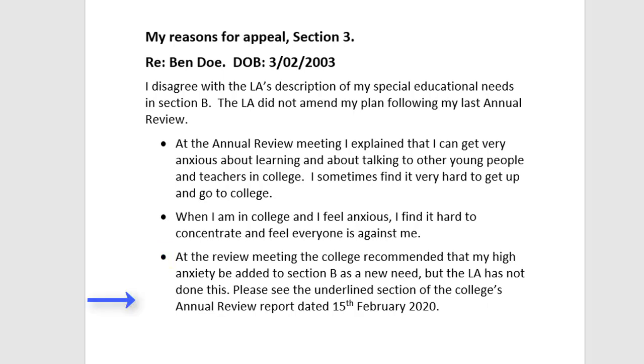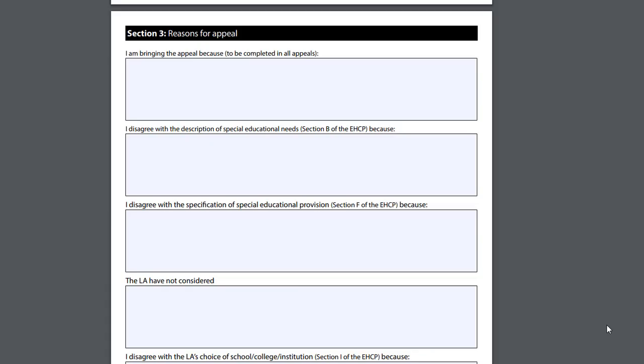And here the young person refers to the underlined section of the college's annual review report, which he is sending in as evidence, and which includes their recommendation to add a new need. In this particular case, it is likely that the college also made recommendations about changes to provision in Section F, so the young person would also be making an appeal against Section F.